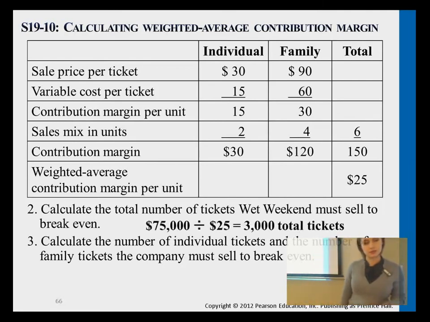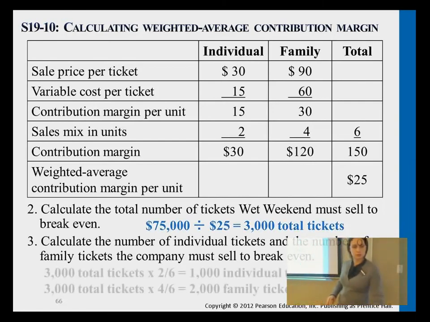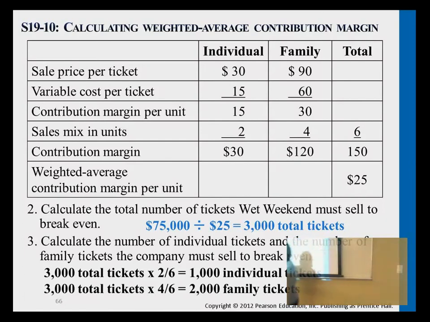And then calculate the number of individual tickets and the number of family tickets the company must sell to break even. So we have something for individual and something for family. We're going to have two calculations, right? We'll take that number and we'll use the number of that particular product in the bundle. So it's going to look like this. You're right. It's 3,000 total tickets multiplied by 2/6, or 4/6 for family.